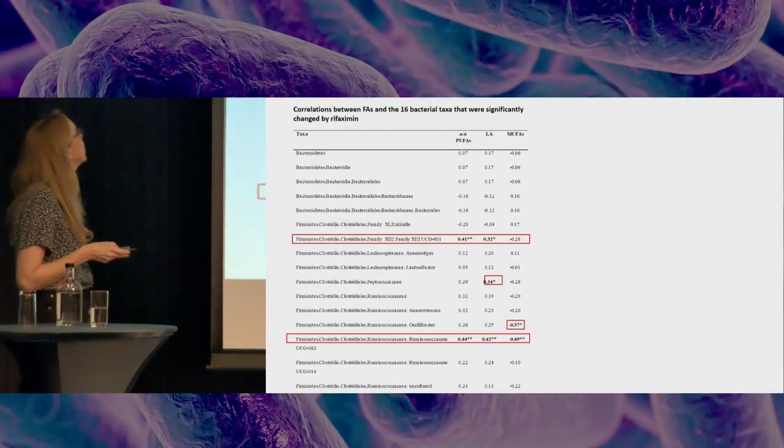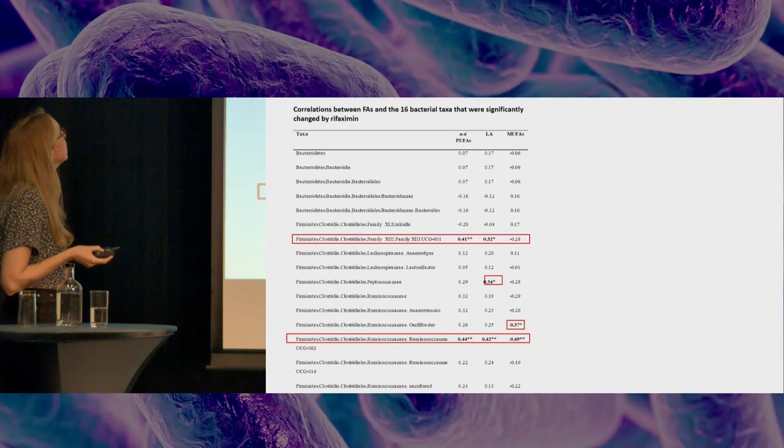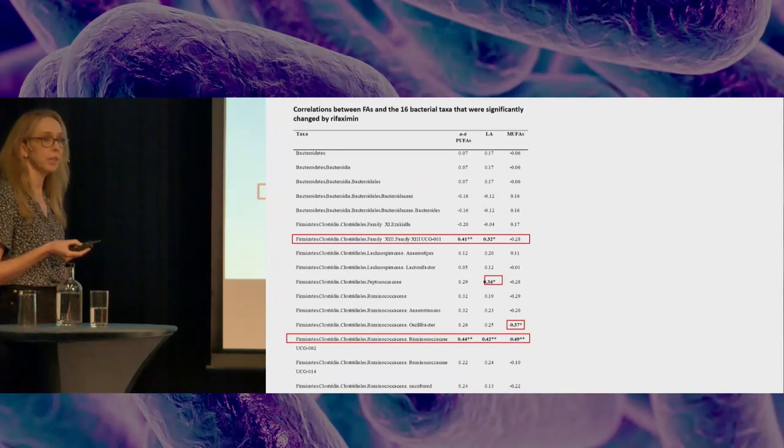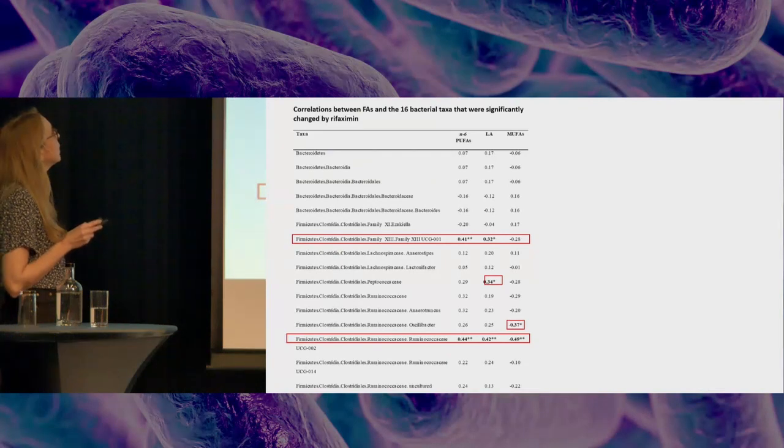And then we looked at the 16 taxa that were significantly changed by rifaximin and correlated them with the significantly changed fatty acids. And we found 2 taxa in the Firmicutes group that strongly correlated with the N6 PUFA and LA.